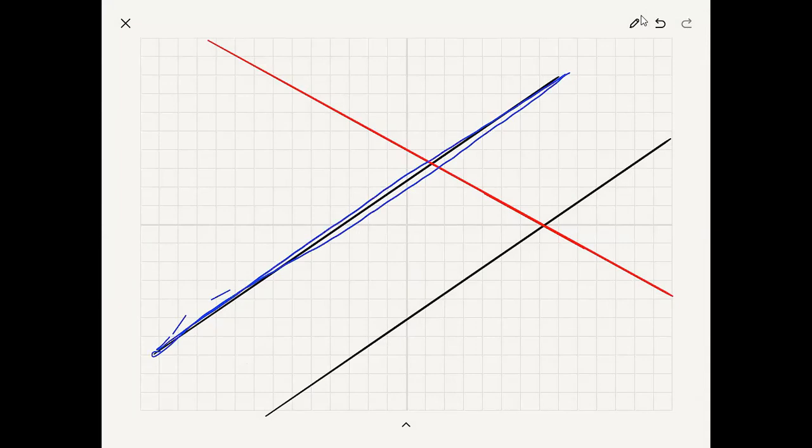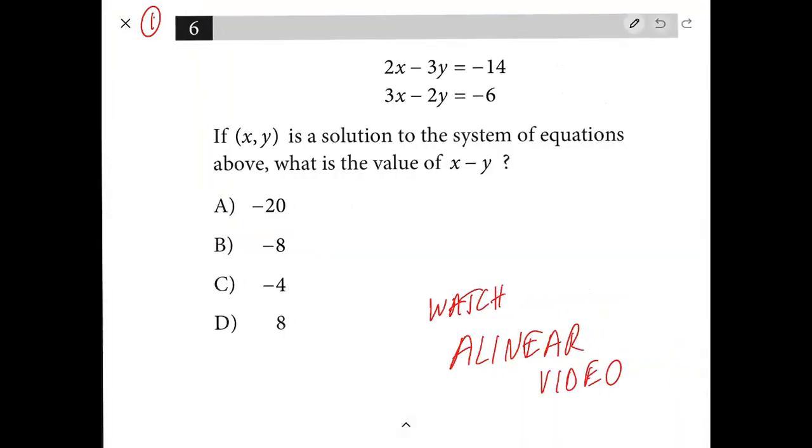So let's start with a question that we could already do. As I said before, if you are not familiar with the Alinear video, you should go watch that first. The first thing it says here is we have a linear system of equations. Because these 2 lines, which are in standard form, have different slopes, we know it's going to have 1 solution. So the program, Alinear, will easily find the solution. Let's do that real quick.